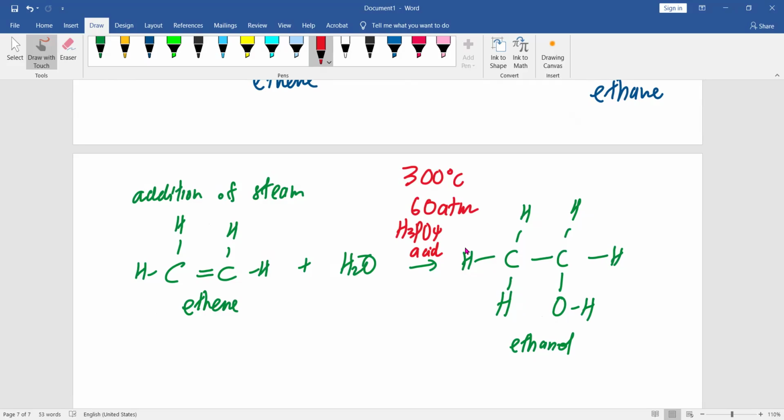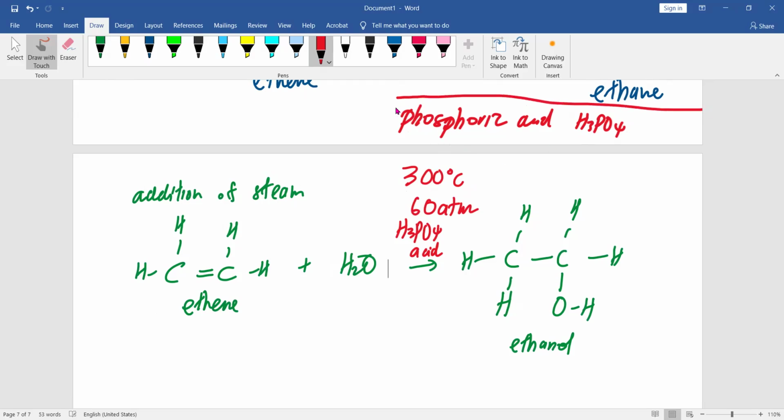Why is it trivial again? Phosphoric. If you cannot remember phosphoric, it's okay, because for IG there's no need to remember, but SPM needs to remember. Is it always phosphoric? Yes, the one we use is usually phosphoric acid. Addition of steam: phosphoric acid is the catalyst.